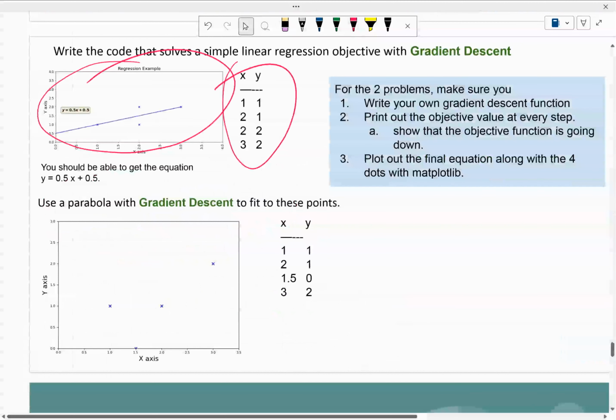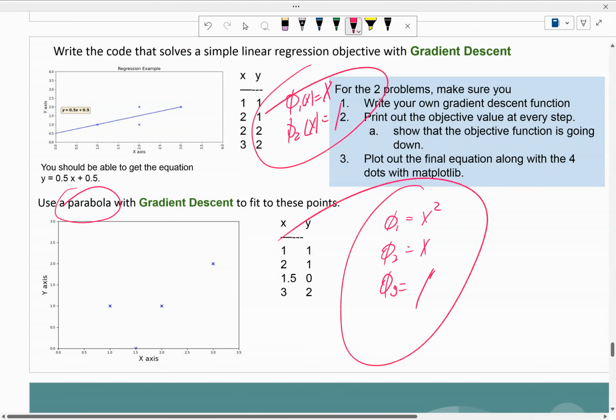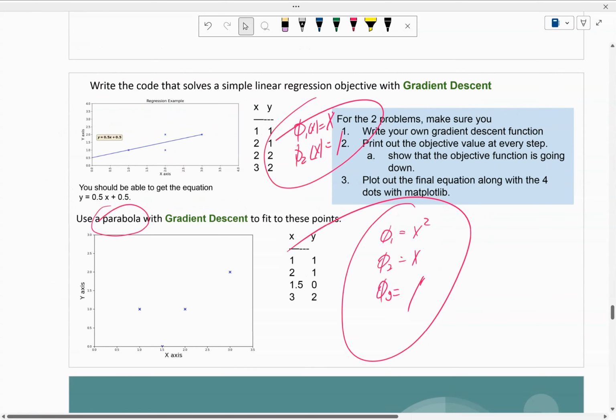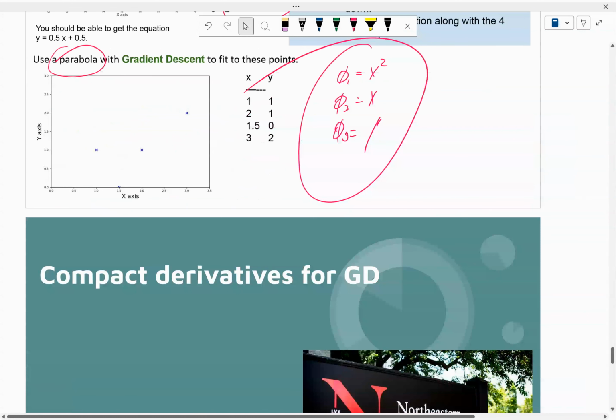Then after that, you want to write the code with gradient descent again, but this time use a polynomial, which is a parabola. For the polynomial, remember, phi 1 is equal to x squared, phi 2 is equal to x, phi 3 is equal to 1. And for the line, phi 1 of x is equal to x, phi 2 is equal to 1. So let's spend some time. This is your next exercise, and then we're going to go on. I think we have time, so I'm going to continue.